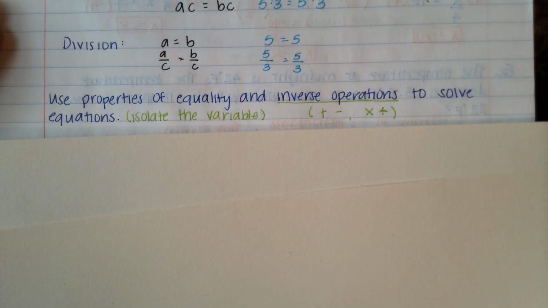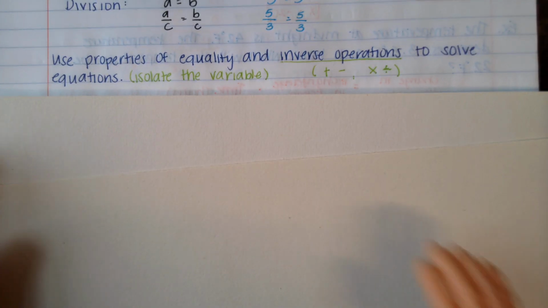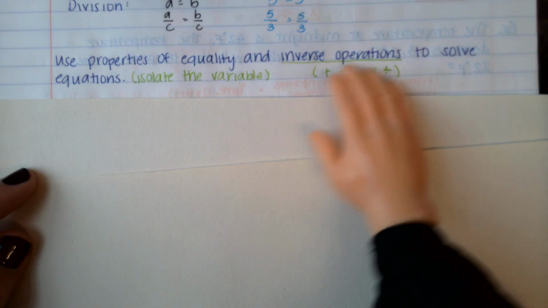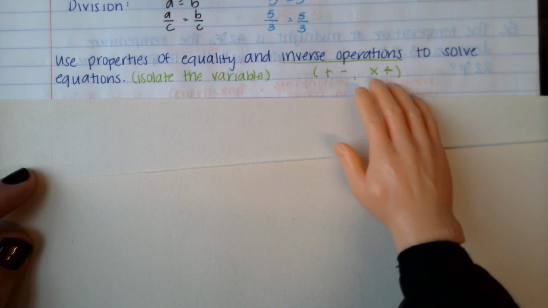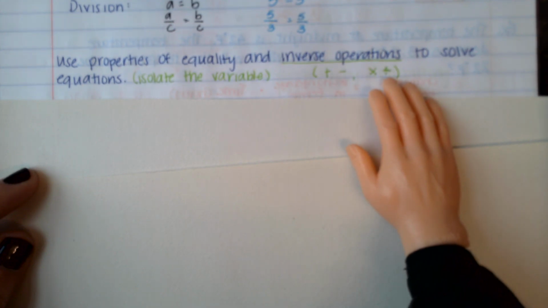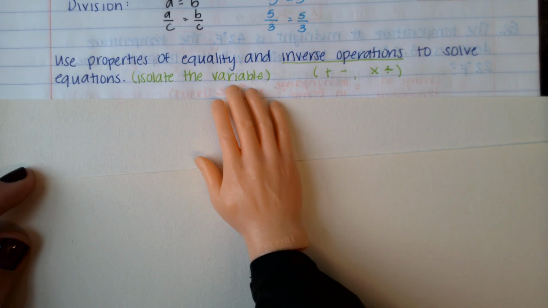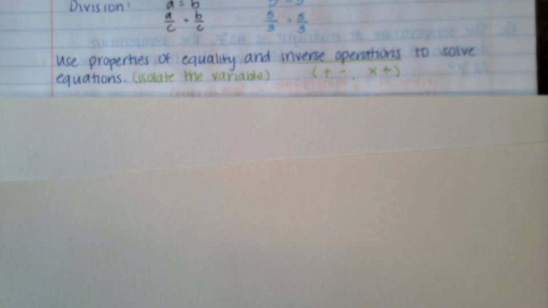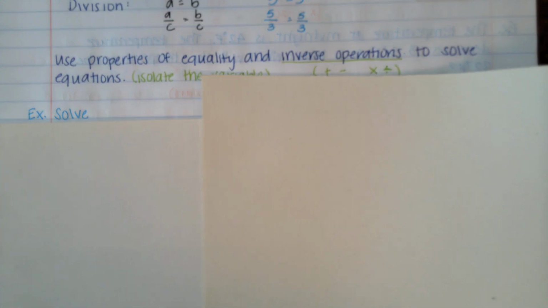When we are solving equations, we are going to use properties of equality and inverse operations. That means opposites, so adding and subtracting are inverses, multiplying and dividing are inverses, to solve equations. That means we are going to isolate the variable. Get the variable by itself. X equals a number or y equals a number, whatever variable you have.